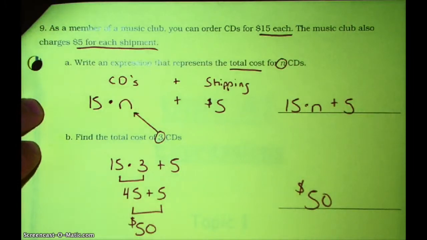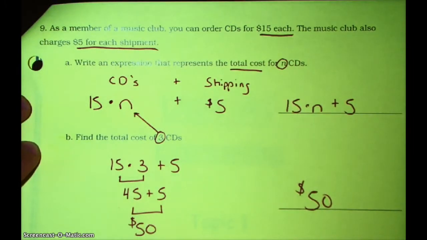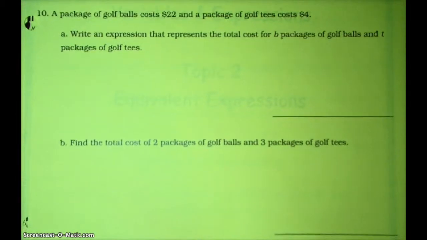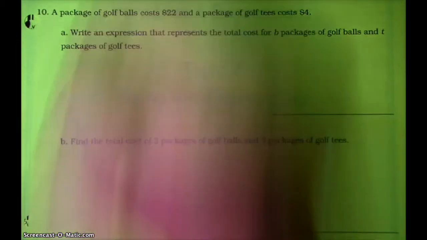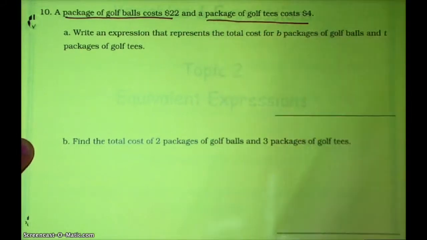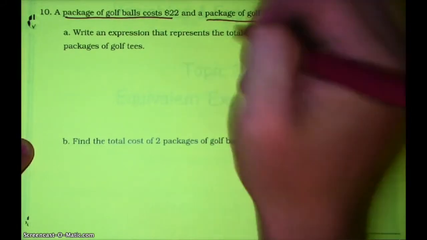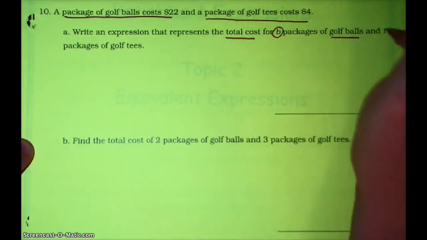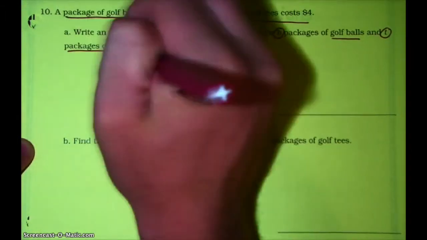Now that you've seen those 2 problems, I'll let you try a couple of problems on your own. And finally, the last question. This is more of a challenge question, but I think it's a good question to do, and I think we can handle it. It says a package of golf balls costs $22, and a package of golf tees costs $4. Write an expression that represents the total cost again for B packages of golf balls and T packages of golf tees.